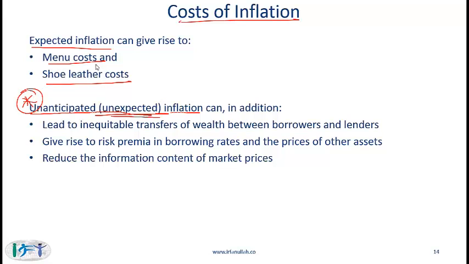Simplistically speaking, menu costs means that firms need to keep updating their menus to reflect new and higher prices. There is a cost associated with that, and that's called menu costs. Shoe leather costs means that people need to constantly go to the bank, get more money, and in the process their shoes get worn out, and metaphorically that essentially is another kind of cost. So these are the costs associated with expected inflation. As you can see, these are not substantial.